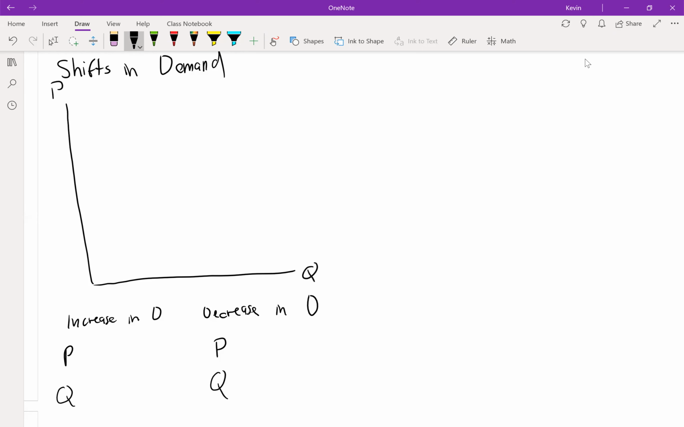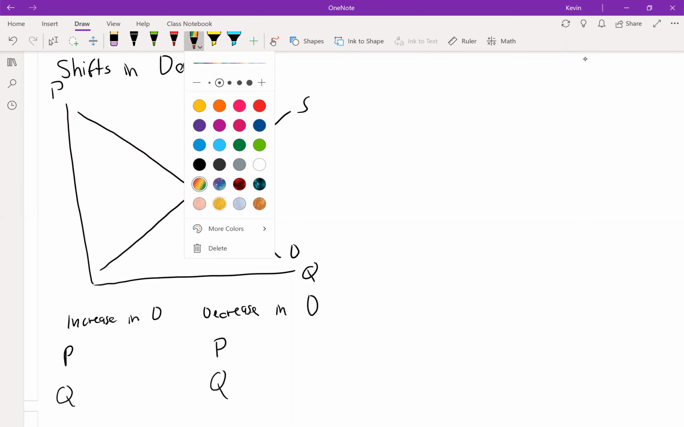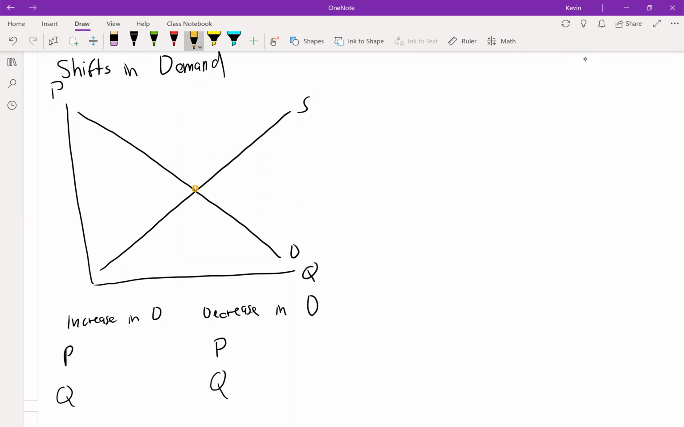So we'll start with an axis. We'll have price and quantity. We'll have a downward sloping demand curve, an upward sloping supply curve. We can note our initial equilibrium will be right here where they intersect. And I have that in gold. And we'll see an initial equilibrium price and initial quantity.